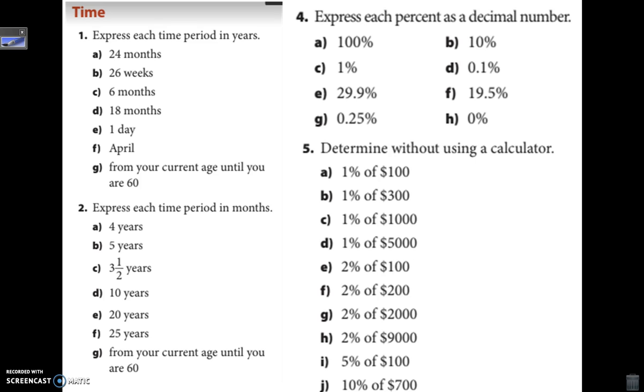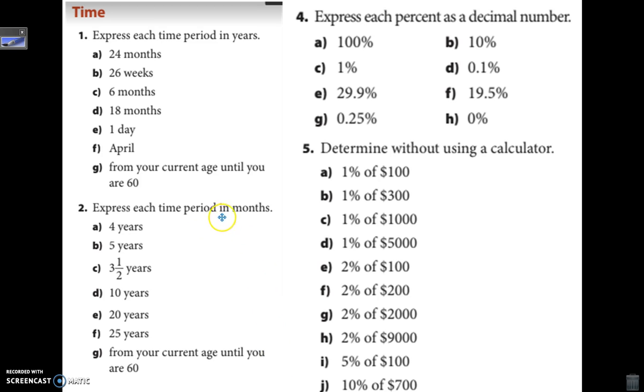And then it says from your current age until you're 60. So take 60 and subtract your current age, and that's how many years there are. That's when a typical person retires in Canada, when they're 60. You could also talk about time period in months if you want to pause the video before we do those.